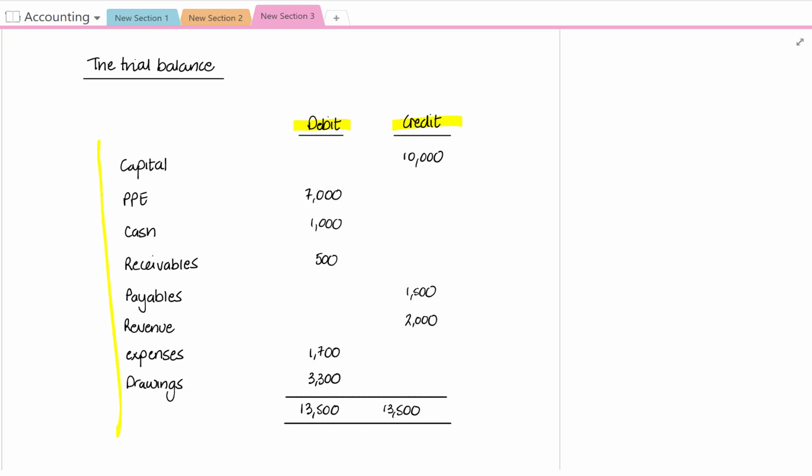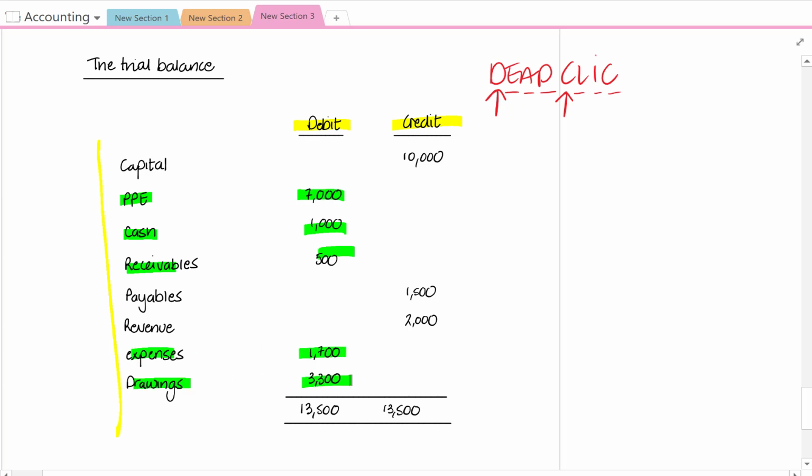A little helpful tip to note, remember the mnemonic dead click? Well, dead click can be really helpful here. It's generally the case that expenses, assets and drawings will have a debit balance in the trial balance, or a debit balance brought forward that we feed into the trial balance. Equally, liabilities, income and capital will typically have a credit balance brought forward that is fed into the trial balance. So thinking about what I've said, we can see here that assets, okay, so PPE, cash, receivables, expenses and drawings, they do have a debit balance. And generally speaking, we've said that liabilities, capital and income, okay, typically have a credit balance, and we can also see that here.